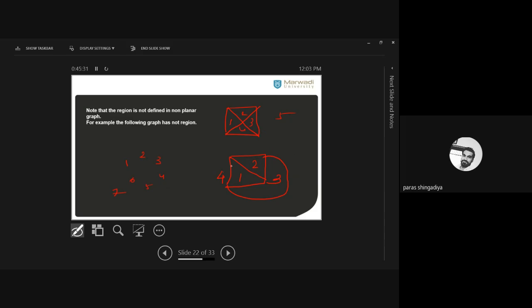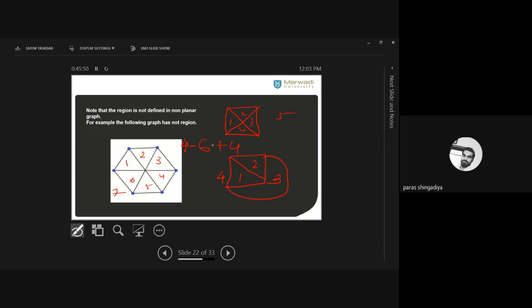Okay? So vertices is equal to 4. 4 vertices. How many edges? 6 edges. ठीक है? Plus how many faces? 4 faces. So 4 plus 4 minus 6, that is 8 minus 6, and 8 minus 6 is equal to 2. Clear? If the graph is planar, then it will always work. Clear? And for a non-planar graph, this formula does not hold.